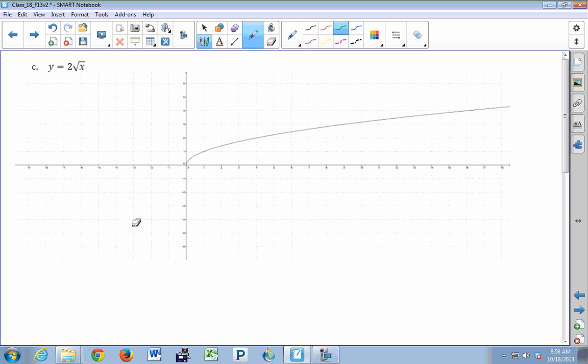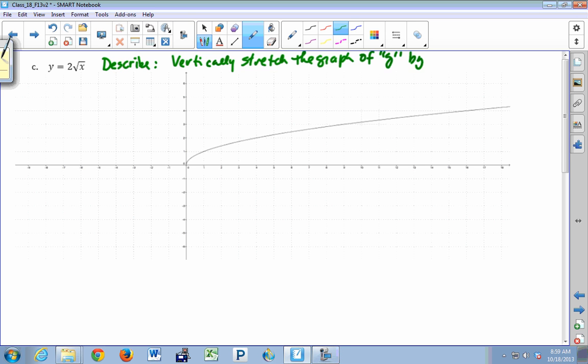Vertical stretch, right? So to describe this transformation, you're going to vertically stretch the graph of G, which is sitting right below, looking at you right here. Vertically stretch the graph of G. And here's where you can say by a factor of 2, by a multiplier of 2, whatever makes sense to you. If you don't like the fancy math language, you can just say multiplier. You can also say multiply. That means I'm going to multiply all my y values by 2.